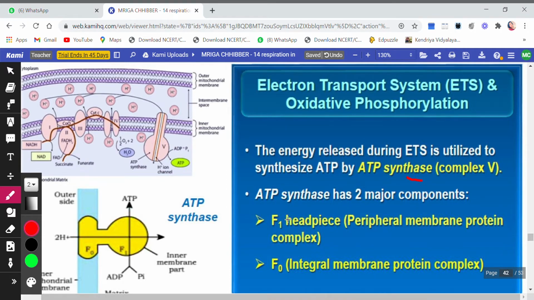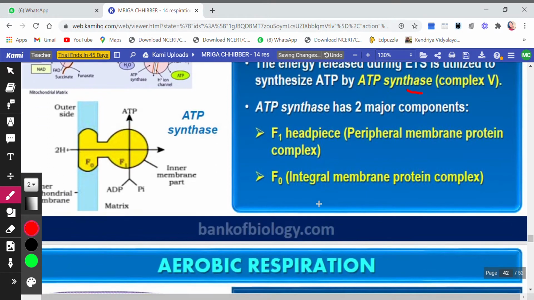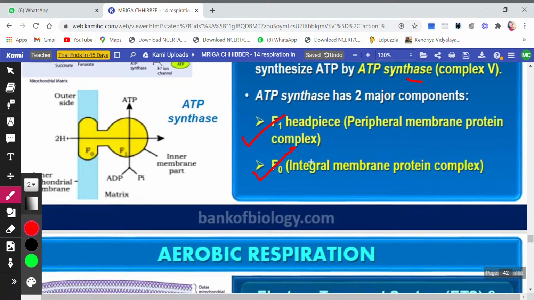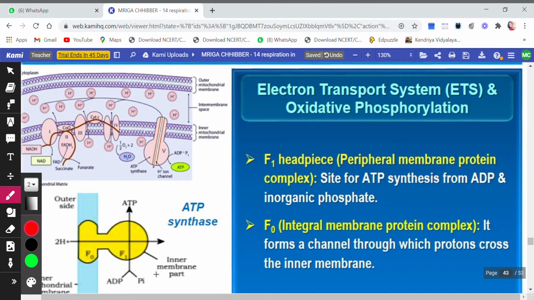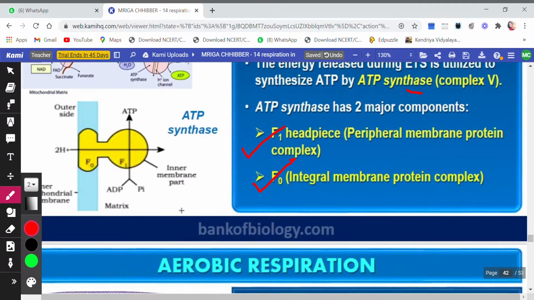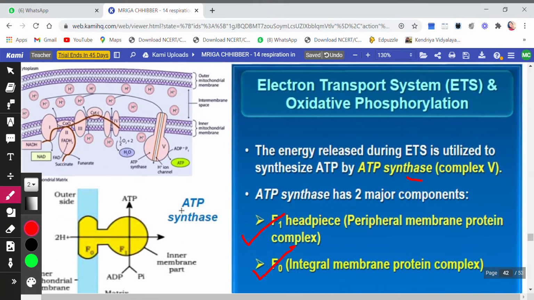As you see here, ATP synthase has two major components, F1 and F0, which are the integral components. We have studied about this in the chapter on photosynthesis also. You know everything about this. How does it work out? I'll be continuing this topic in the next video.